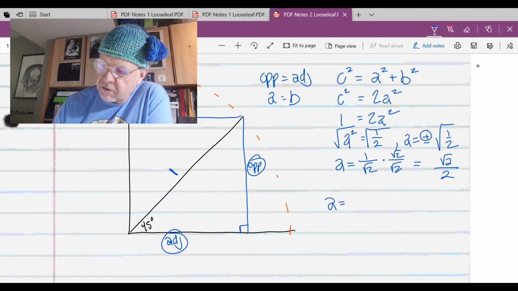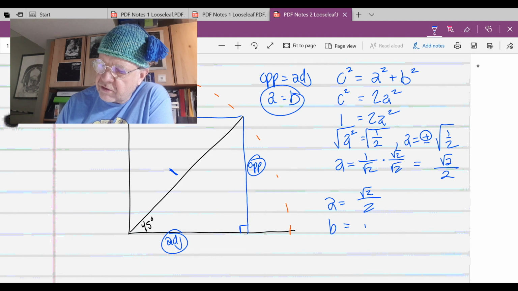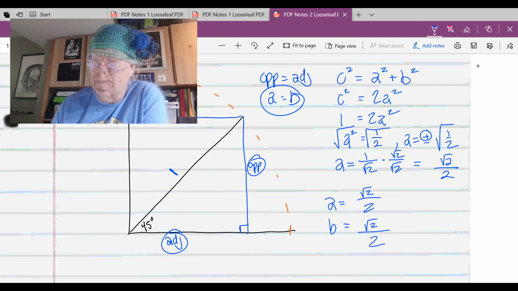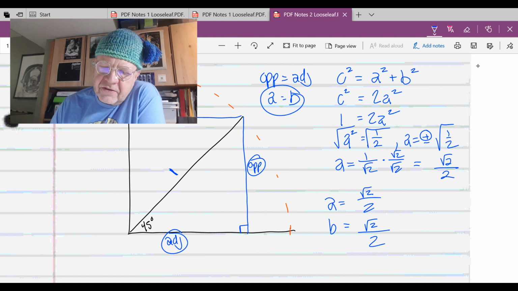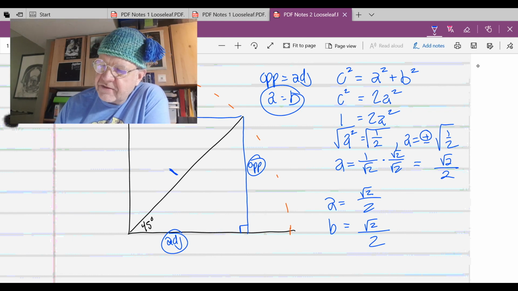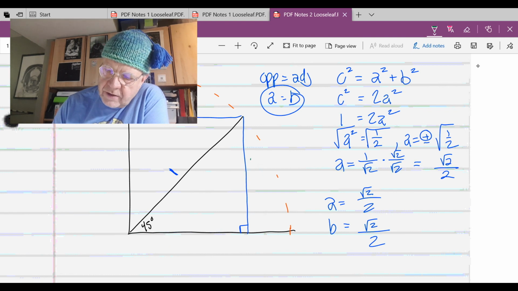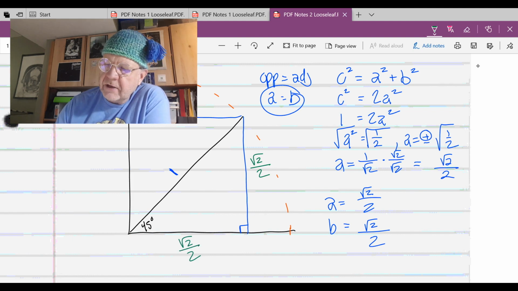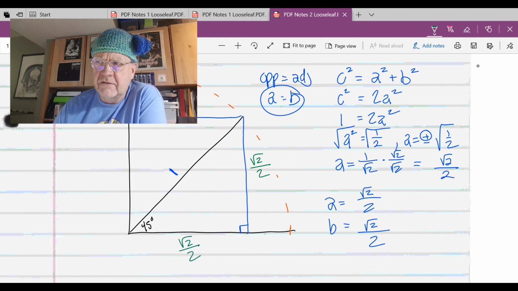A equals root 2 over 2. And because a equals b, b also equals root 2 over 2. And now what that allows us to do is create a triangle with exact side lengths. This is root 2 over 2. This is root 2 over 2. We've figured it out using Pythagoras.